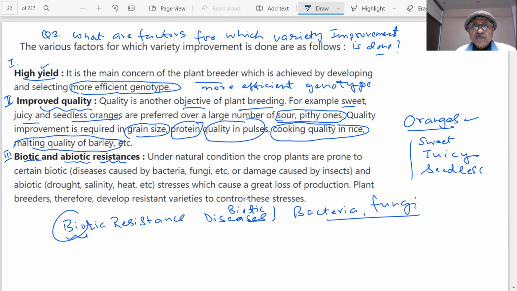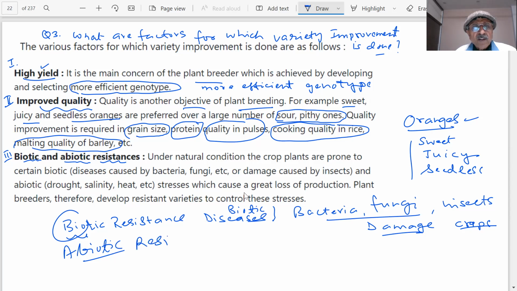There are bacteria, fungi, insects. What they do, you know already. They will damage the crops or plants. These are biotic factors. And what are the abiotic factors? This is a very important point, students. Abiotic resistances. What are the abiotic resistances?